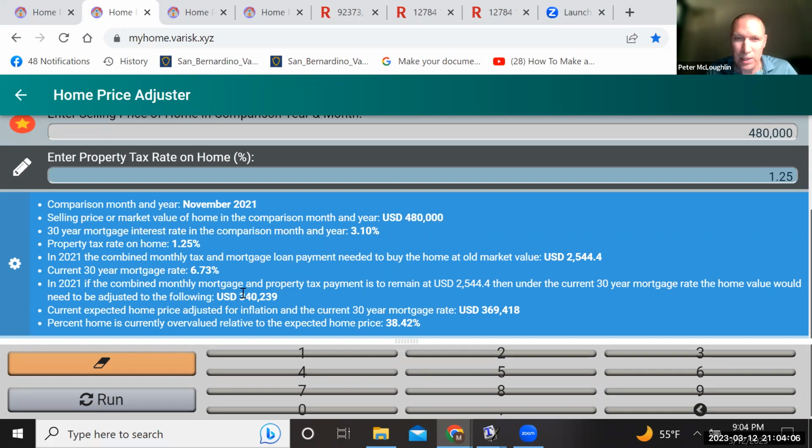So then what we do is we take this price and we update it for inflation. Since 2021, the cumulative inflation is about 12%. So this next part tells us the expected home price adjusted for inflation is $369,000. So it's telling us the home is currently 38% overvalued relative to our comparison month and year. Okay. Then we can take another comparison month and year.